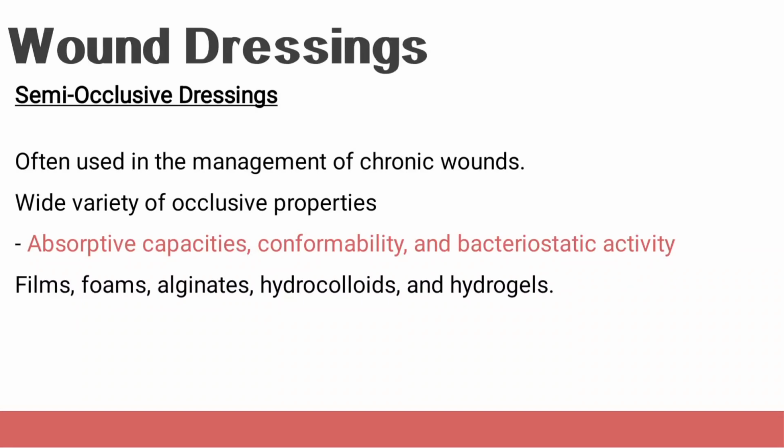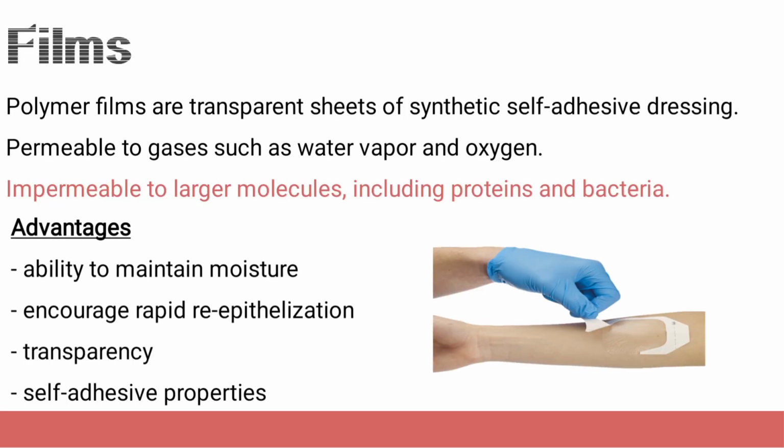Now let's move into the semi-occlusive dressings. We usually use them for chronic wound management. There are a lot of semi-occlusive wound dressing types with different absorptive capacities, conformability, and bacteriostatic activity. We can commonly divide them into films, foams, alginates, hydrocolloids, and hydrogels. The films are polymer films, which are transparent sheets of synthetic self-adhesive dressings. They are permeable to gases such as water vapor and oxygen, but impermeable to large molecules including protein and bacteria.